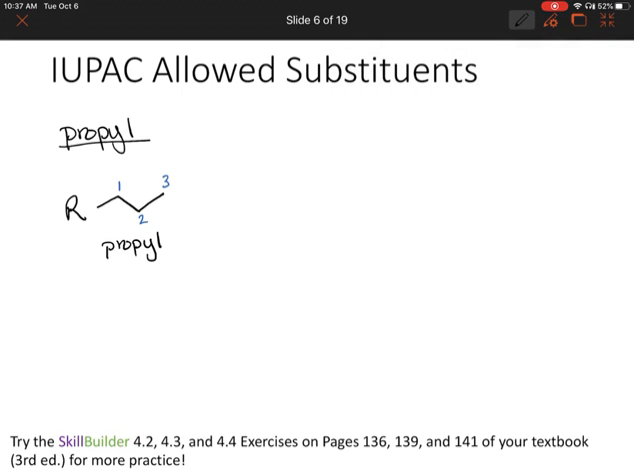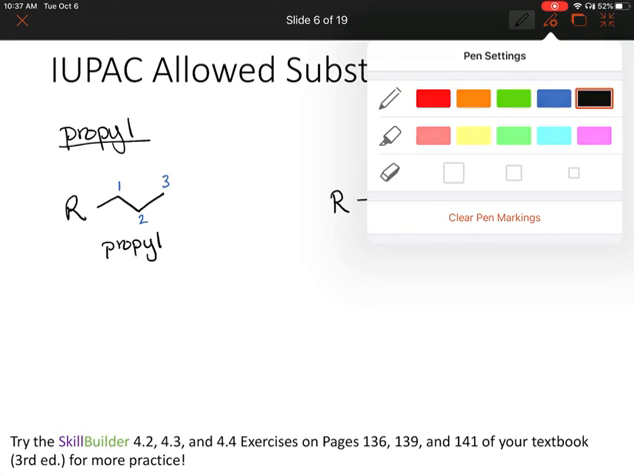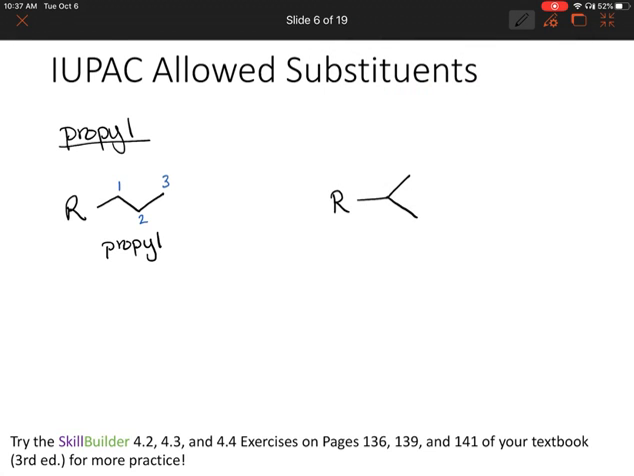But then there is another way that we could have 3 carbons as a substituent. It could be branched. So we have a total of 3 carbons there. And we could call this isopropyl. So iso is referring to the fact that there is some branching. This is also an isomer.